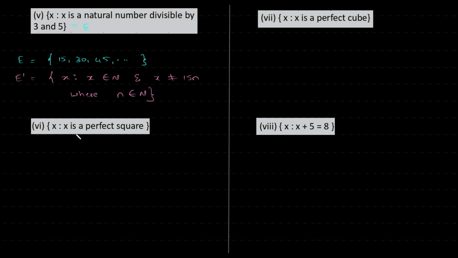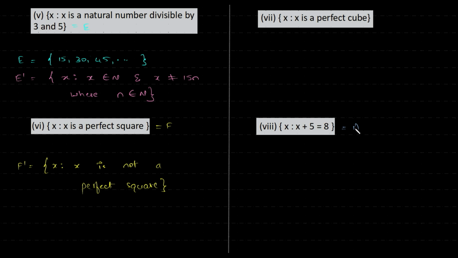Okay. So X is a perfect square. So we have F, and F dash would be, let me put it in a better manner, X is not a perfect square. So all this is quite simple. Similarly, not a perfect cube. I'm not going to write that. This is something that I want you guys to learn.